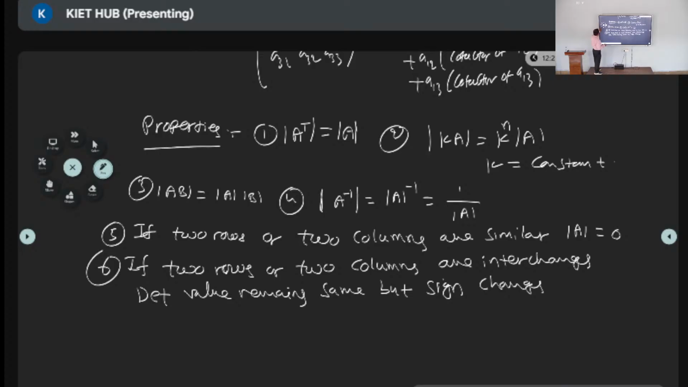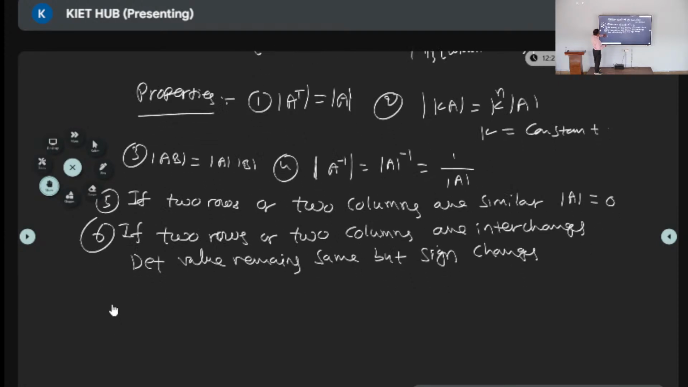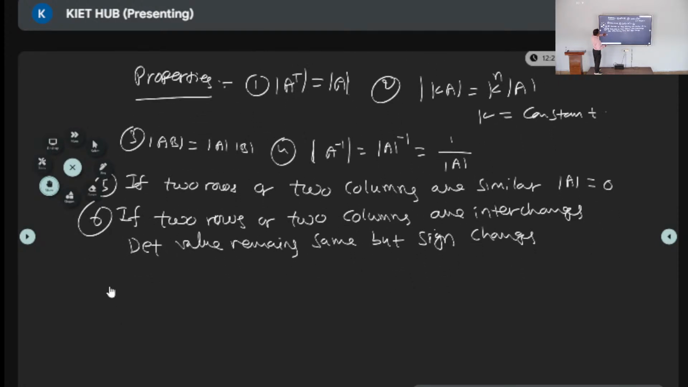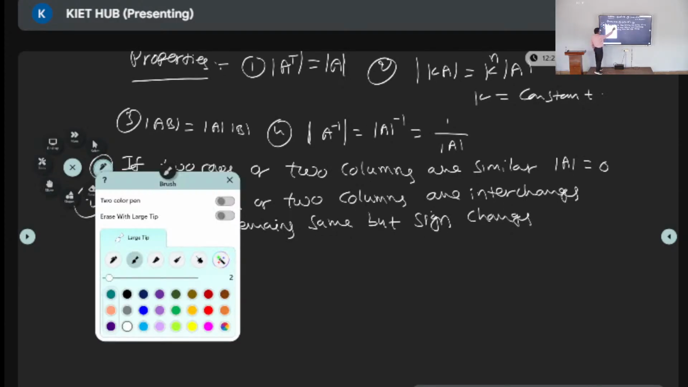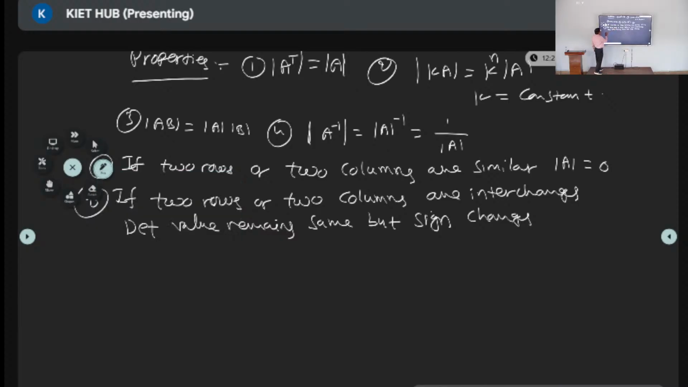Yes. All properties are very important. Properties of the determinant. Next, seventh property.